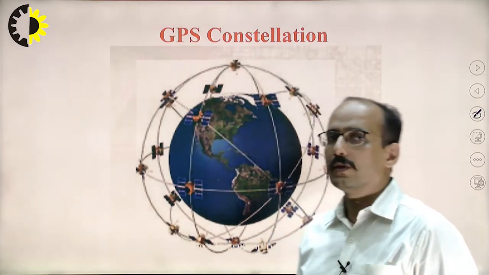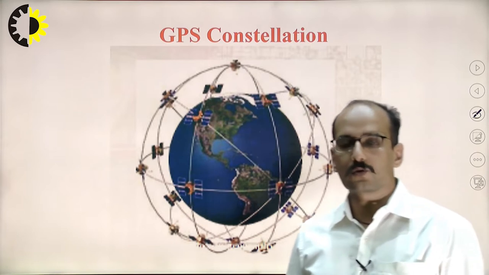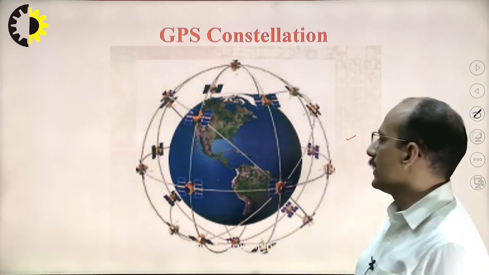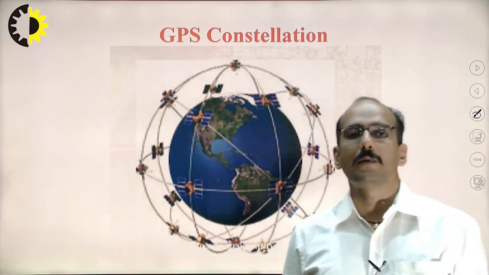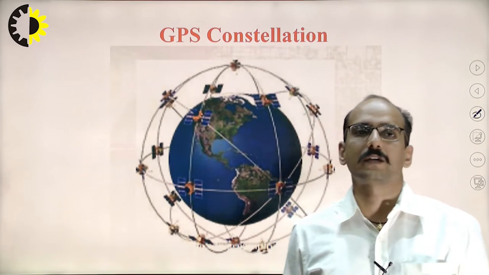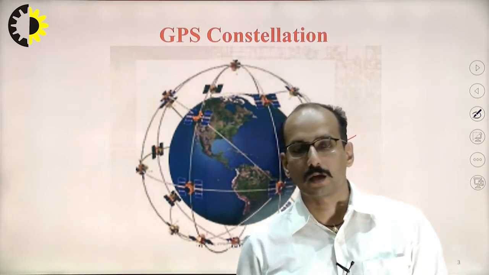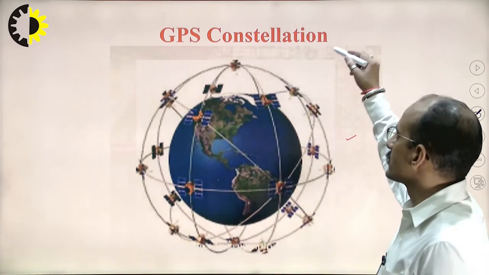As I told you, GPS came from the US, and that is also called Navistar. That Navistar original structure is this. In this diagram, you can see that the globe is completely covered by a group of 24 satellites, and the combined constellation, the combined arrangement of these 24 satellites, makes the GPS constellation.